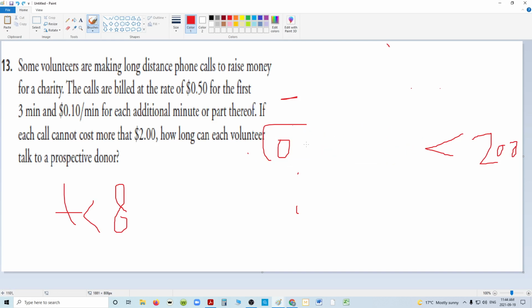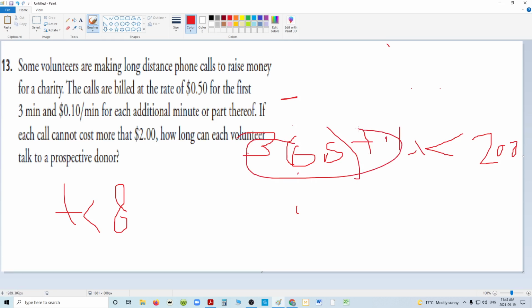I think you could do 3 times 0.5, which is what I did, plus 5x, or 0.1x. That's what I did anyway. I assume the first 3 minutes. But you have to account for the 3 minutes in there. So 3 times 0.5 is $1.50, plus 0.1x.